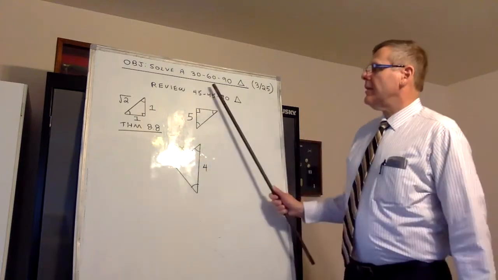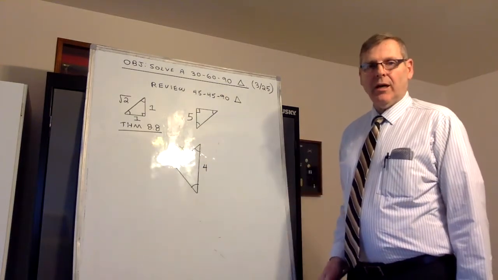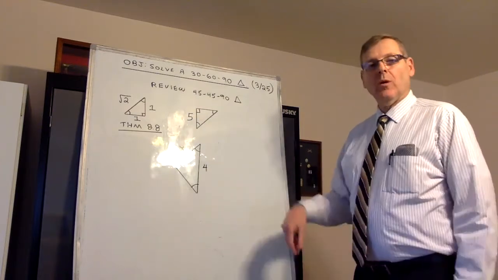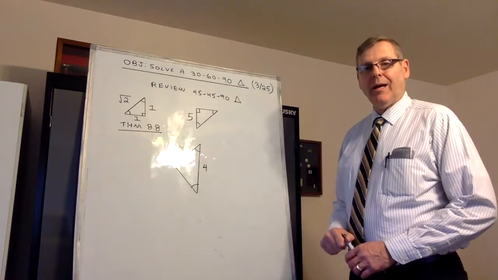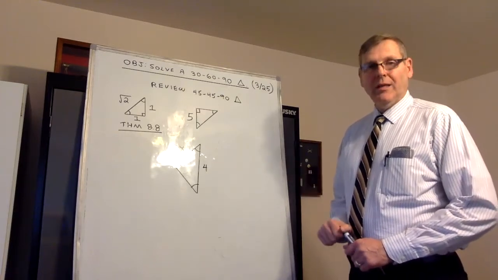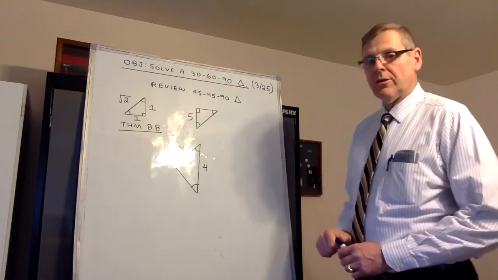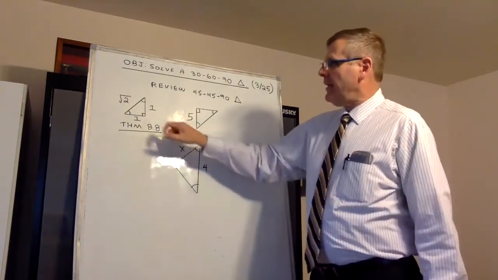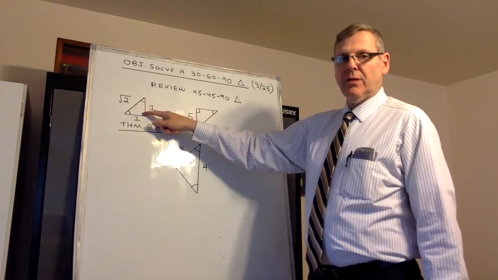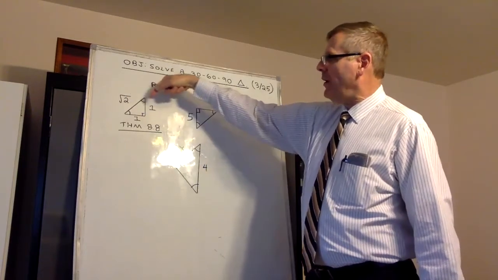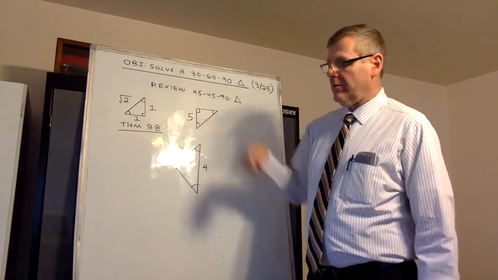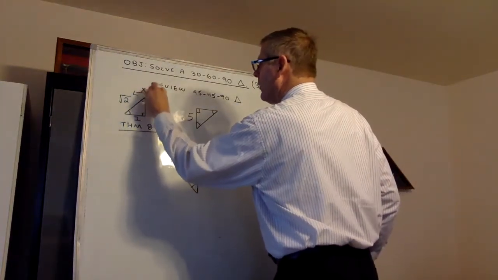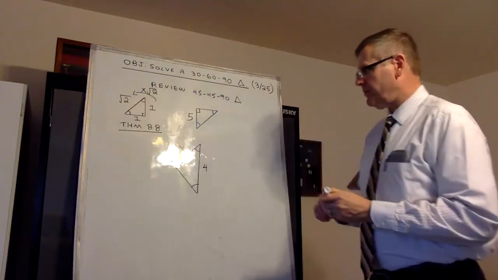Okay. The objective today is to solve a 30, 60, 90 triangle, but first let us review the 45, 45, 90 triangle, which is the one you just turned homework in this morning by 8 o'clock. The solution is posted now in Blackboard on your class notes, but let's just review theorem 8.8. It simply says that if you have a 45, 45, 90 triangle, the hypotenuse is the square root of 2 times larger than either one of the legs. So if I take one and I multiply it by the square root of 2, I get the hypotenuse.